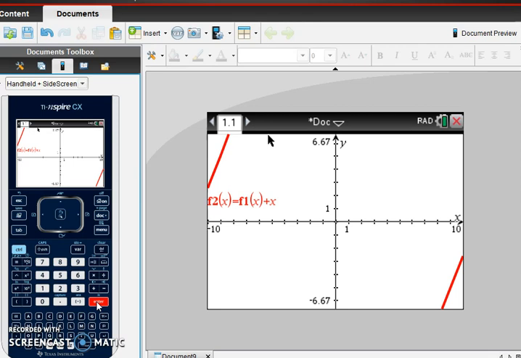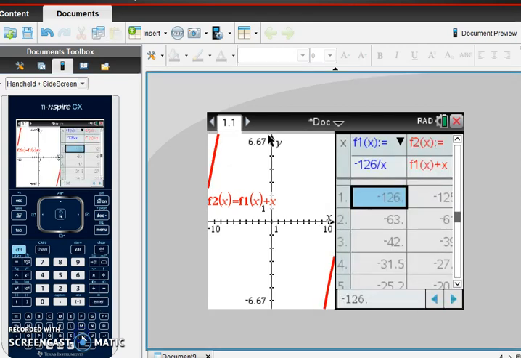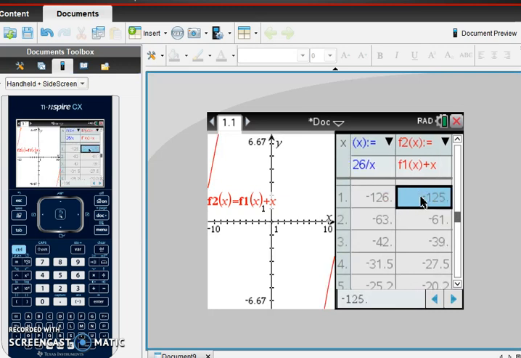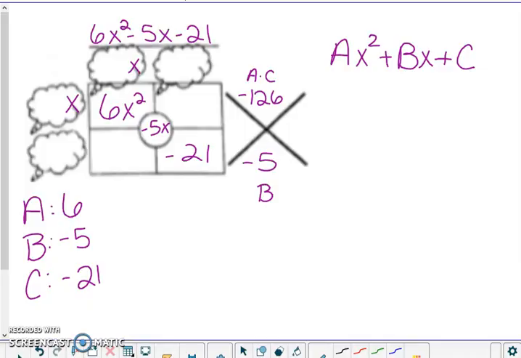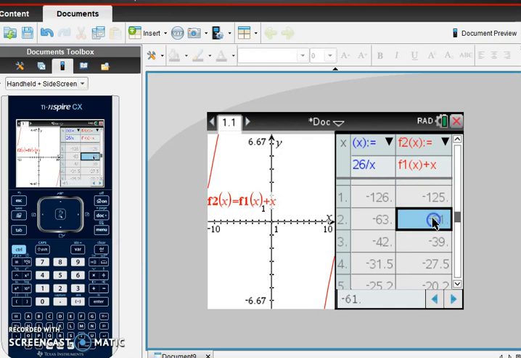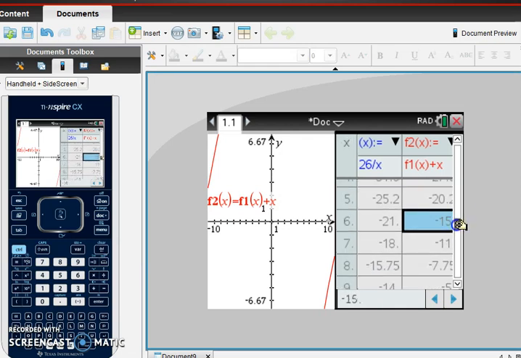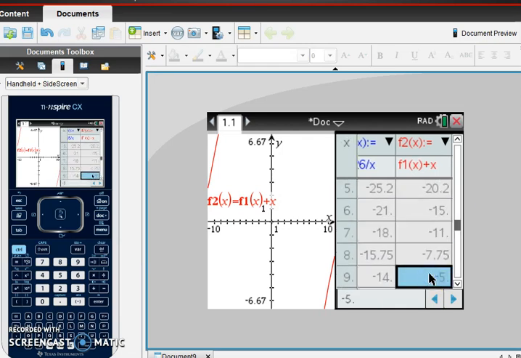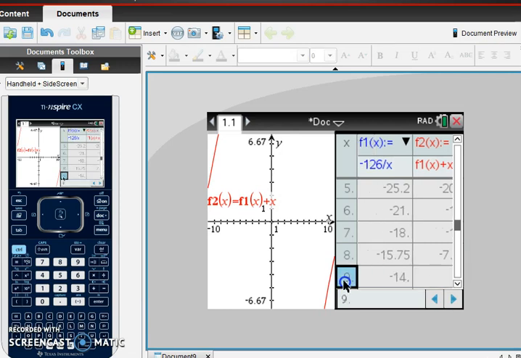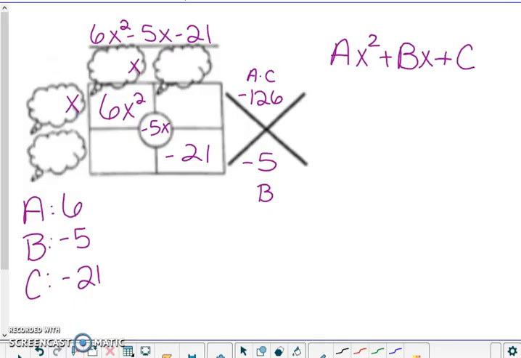This one shows up a little bit, but again, we don't actually care about the graph. To get the table of values, we're going to hit Control T. And the column we're going to look at is the one with the F2. We were looking for two factors that will add together to give us negative 5. So I'm going to scroll down this column, and I'm going to find negative 5. And the two factors that both add to negative 5 and multiply to negative 126 are 9 and negative 14. So we're going to put 9 and negative 14 here.